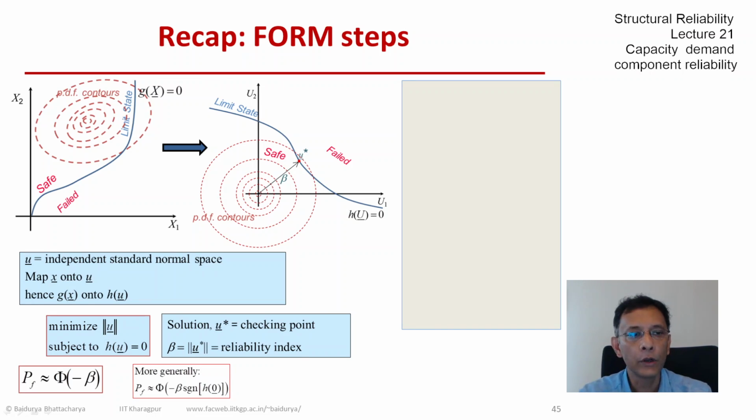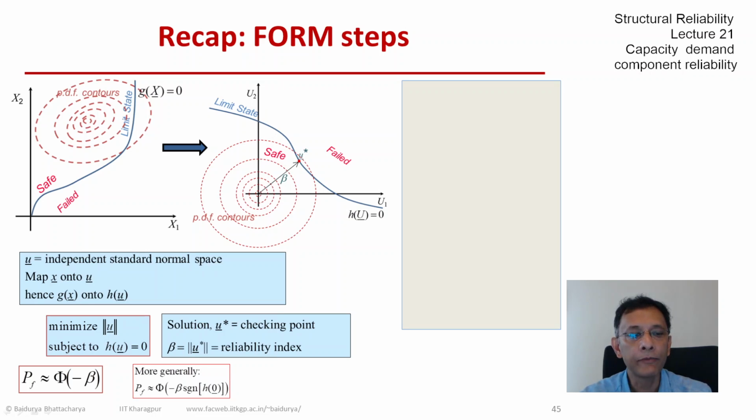So pictorially speaking, this is what happens. On the left, you see the space of basic variables x1 and x2, and the joint density function of x1 and x2 is indicated by those PDF contours. You also see in blue the limit state line, which is a hypersurface in n dimensions, and clearly you see the safe and fail domains demarcated by the limit state.